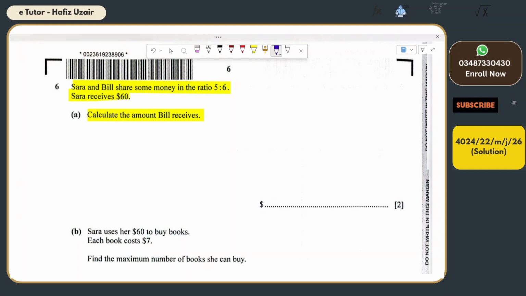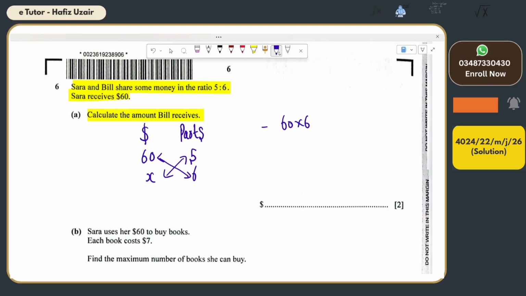So here let's write dollars, and here let's write parts. From the ratio, Sarah is getting 5 parts, and these 5 parts equal $60. Bill receives 6 parts, so let's write 6 over here and x over here, and cross multiply. Now you will get 60 times 6 equals 5x. So x will be equal to 60 multiplied by 6 over 5. 5 times 12 is 60, 12 times 6 is 72. So x will be equal to 72.